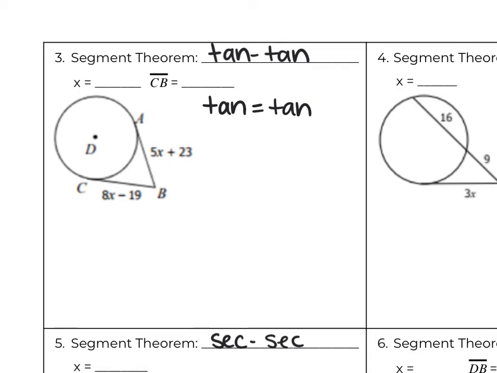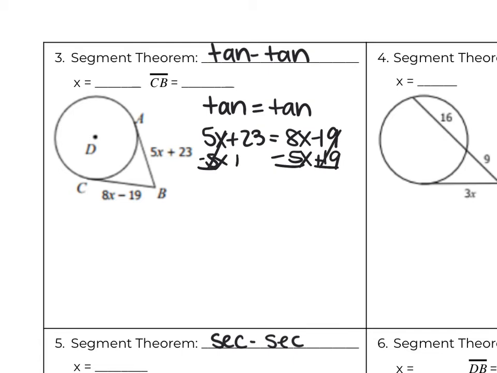David? 5x plus 23 equals 8x minus 19. Yes. Could we have flipped that on this one? Yeah. Yes. If it gets to the secant tangent one, we can't because they're not the same type of line. Okay? All right, now we solve. So minus 5x, add 19.